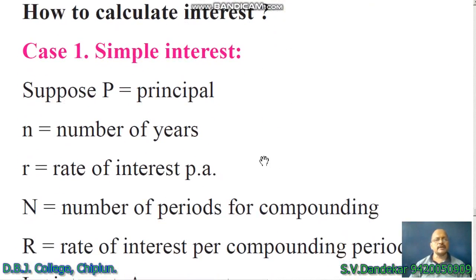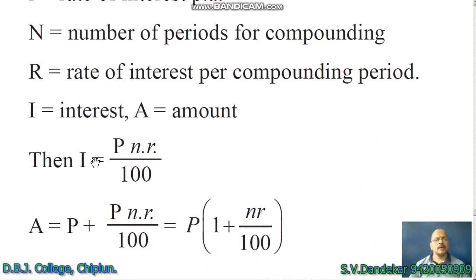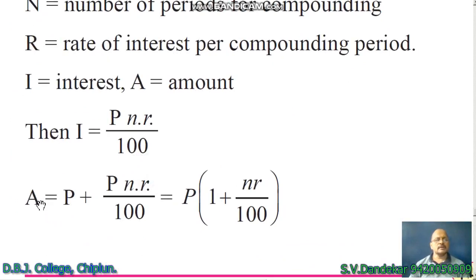For simple interest, the formula is very simple. I equals PNR upon 100 and the amount A is equal to P plus I, that is P plus PNR upon 100. So it is equal to P into bracket 1 plus NR upon 100.